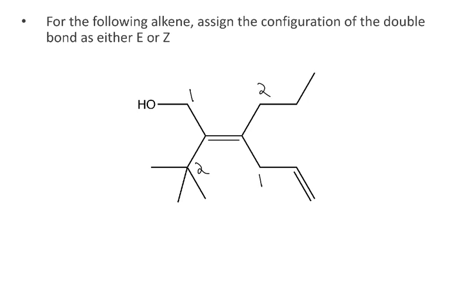And so now the highest priority groups are across the double bond. Z is the same side, but E is the opposite sides. So this is going to be the E.